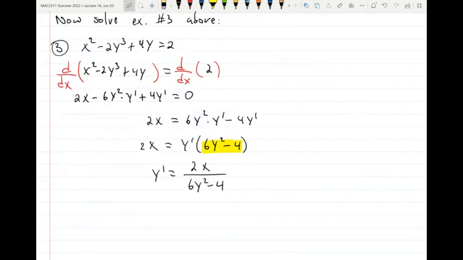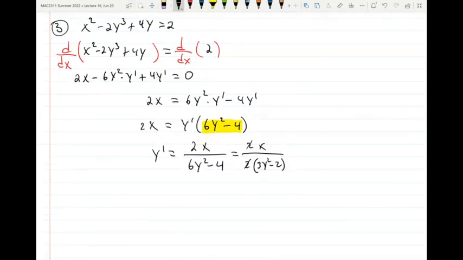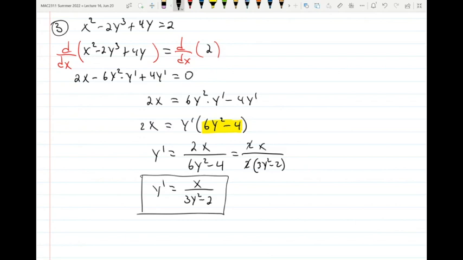And if you want, you can divide top and bottom by 2. So take out 2. Let's cancel. So we get y prime equals x over 3y squared minus 2. And here we have y prime. You cannot expect to have a nice formula with only x's because we don't know what y is. Why should you know what y prime is? But it's in terms of x and y, okay?